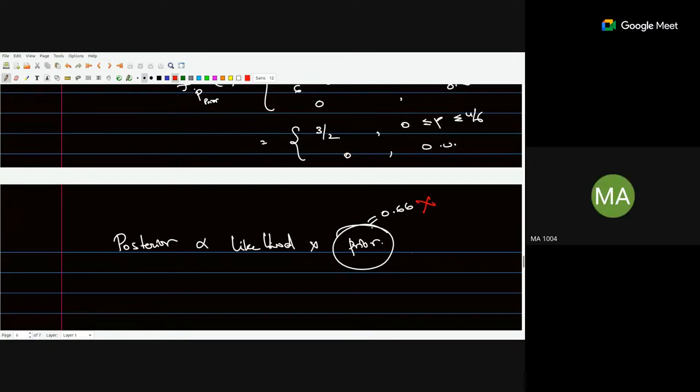It shouldn't be 0.66. It should be 1.5. Okay, thank you. So this is correct. This doesn't change our answer, right? That's correct. This is actually a constant and it will not play any role in my posterior distribution. So the answer will not change, but as you pointed out, it shouldn't be 0.66, it should be 1.5.